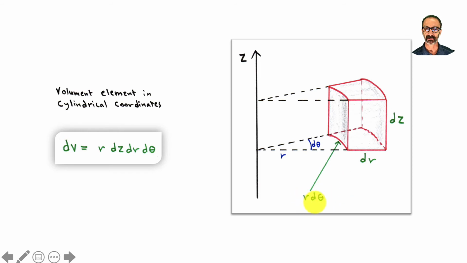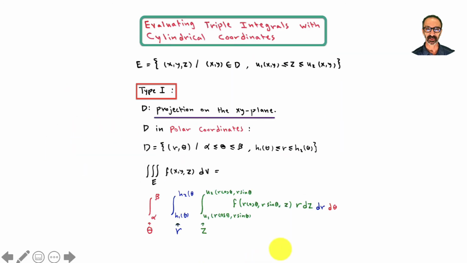So you have r d theta dr dz covering the 3 dimensions, and this is something you want to keep in mind, which is called dV. So if you go back right here, this is my dV, r dr d theta dz.